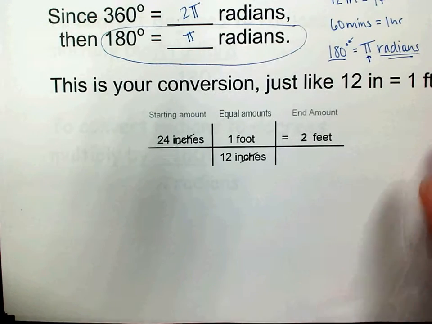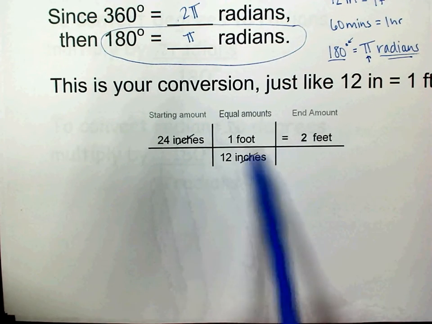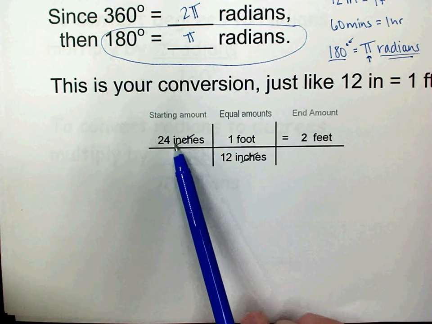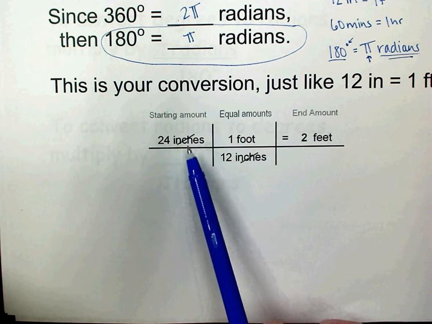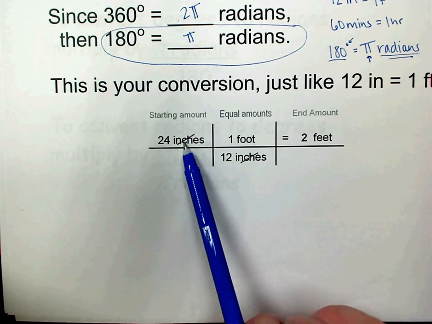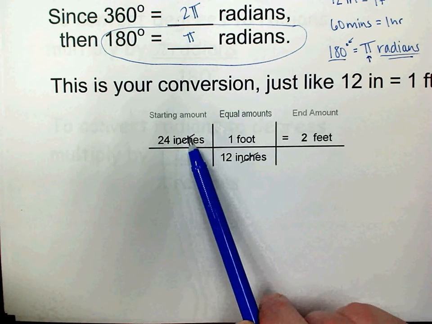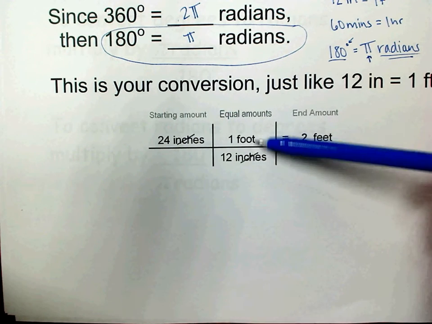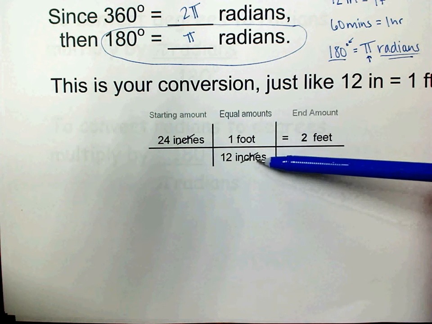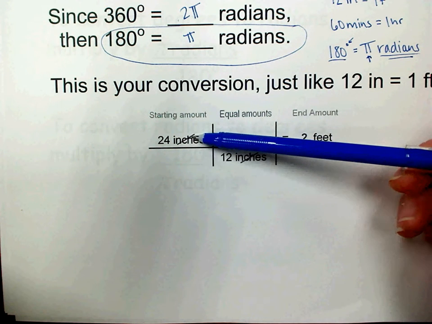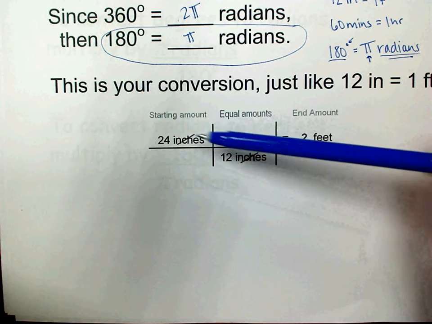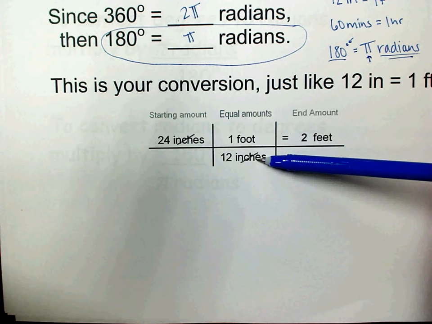Remember, you're going to do your little T-chart and put in the top left what you start with. So you're either going to start with the radian amount or start with the degree amount. And then you put your conversion. Remember to always put in the bottom what you're trying to get rid of. So if you're trying to get rid of radians, then you'll put radians in the denominator. If you're trying to get rid of degrees, you'll put the degrees down here.